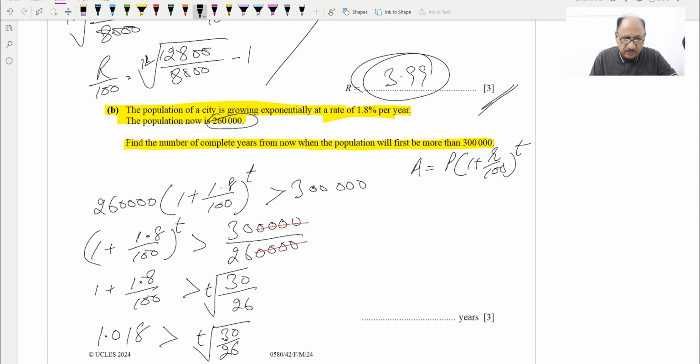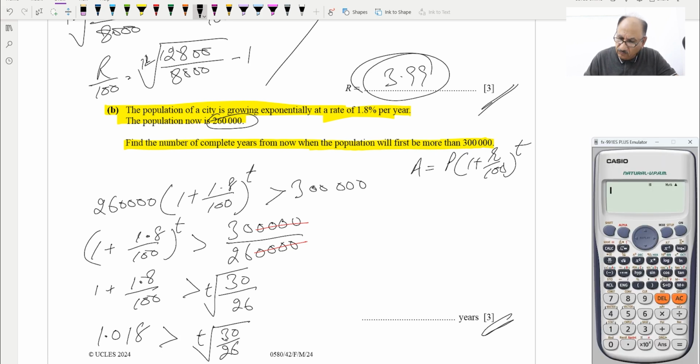Now the simplest way to reach this: this is a 3 mark question, so logarithm is not in your syllabus. I'm just giving you another technique. For example, you can take this t-th root, but we don't have the value of t. We can take any value, like 5, and just try. We can try the fifth root of 30 over 26, and our value should be less than 1.018.